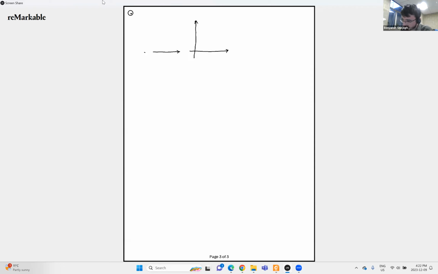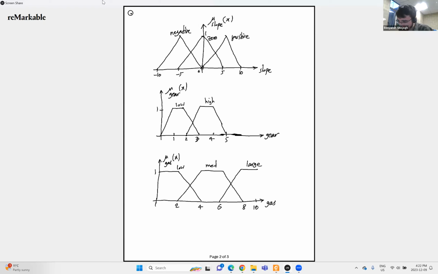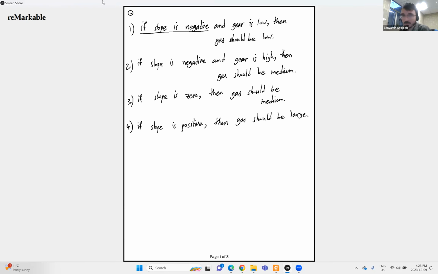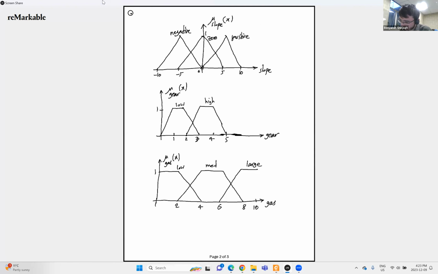So, okay, where were we? We said if the slope is negative, -10, -5, 0, is 1, and mu slope. Let me think, what was the rule? I'm reading the rules. Gear is low. Okay, what is gear? Gear is here, right? Gear low is this.